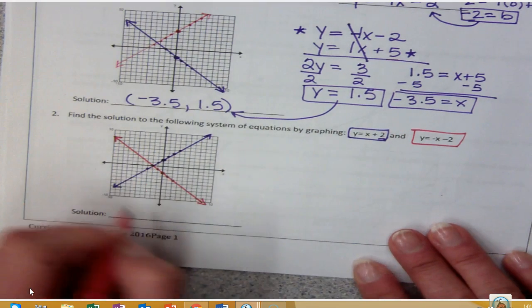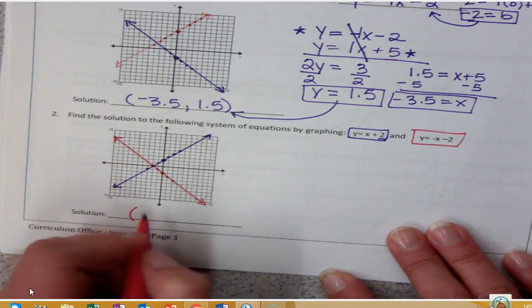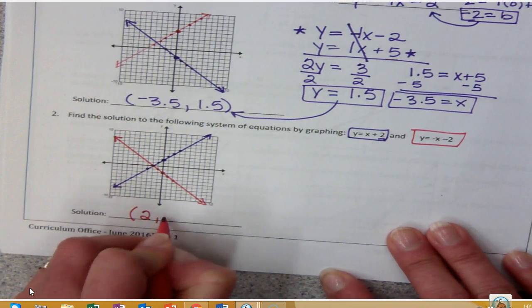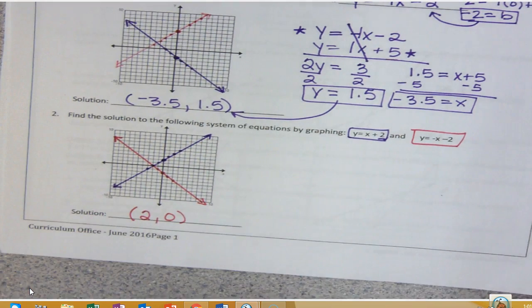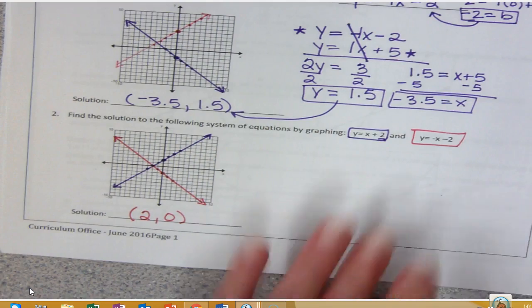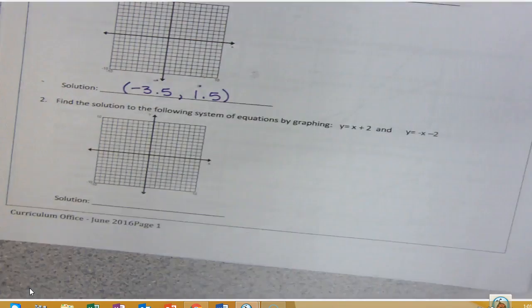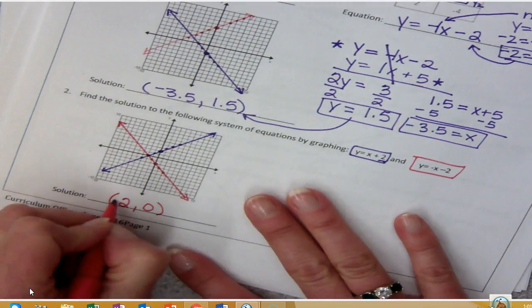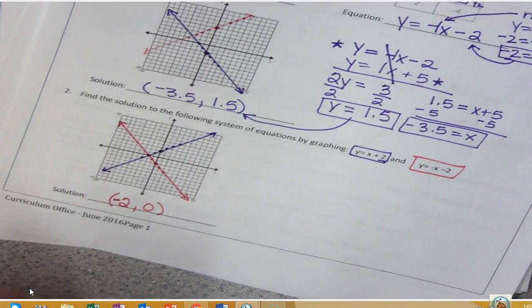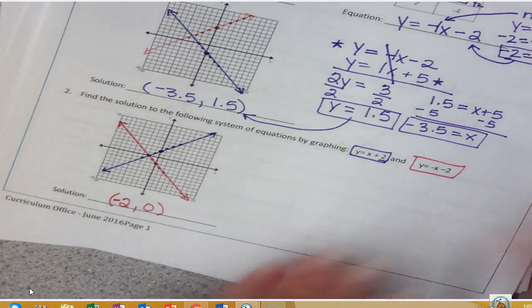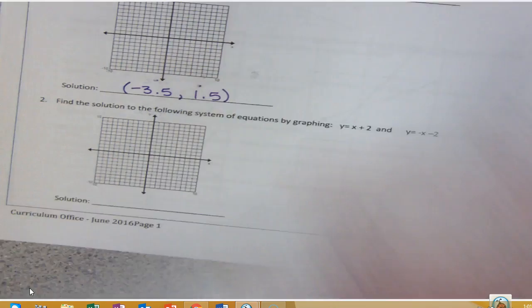So the solution here is x is 2, y is 0. Oh, I'm sorry. X is negative 2, because it's going in the negative direction. So hopefully you caught that error.